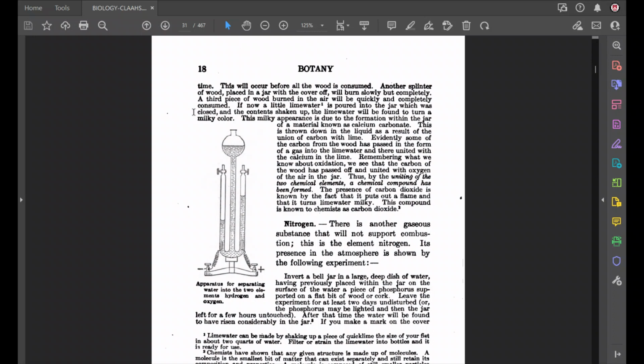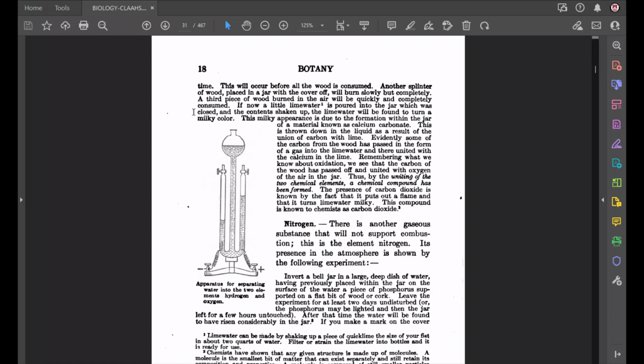We breathe in air with oxygen. Our body takes the oxygen out of the air in our lungs. That's how oxygen gets into our blood. Our body separates the oxygen, and then we breathe out carbon dioxide. The presence of carbon dioxide is known by the fact that it puts out a flame and that it turns lime water milky. This compound is known as carbon dioxide.